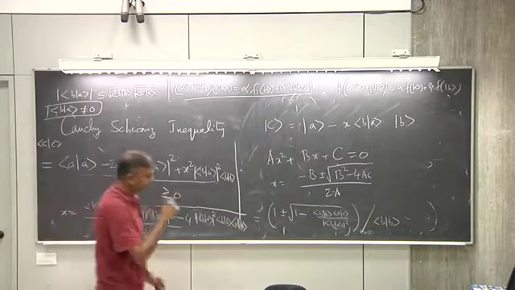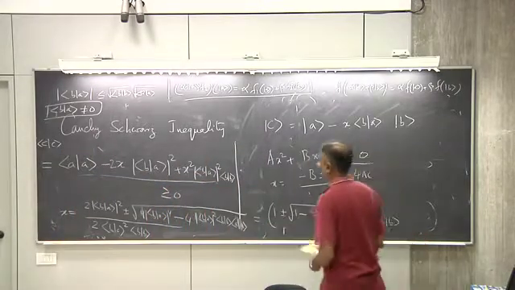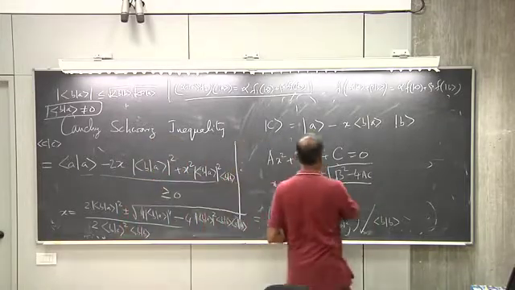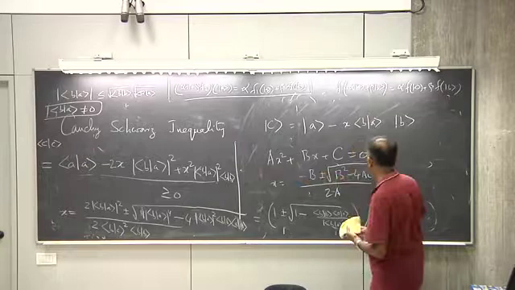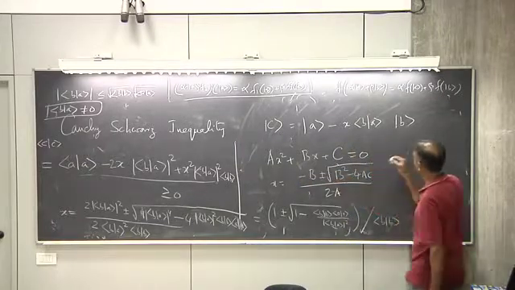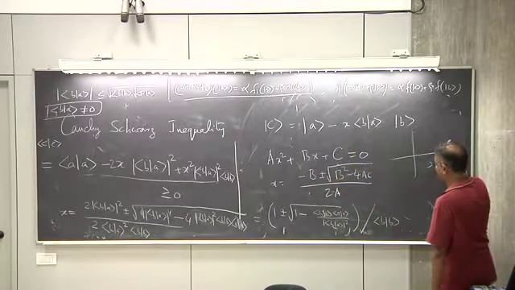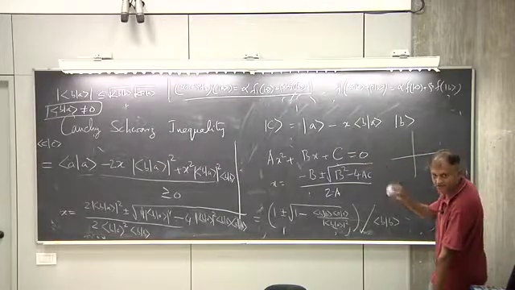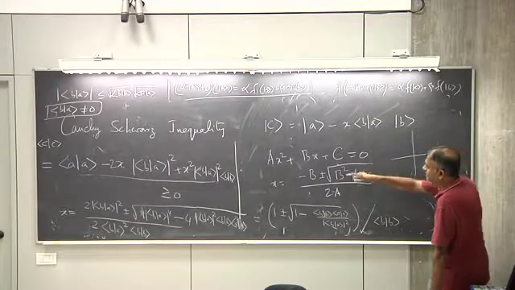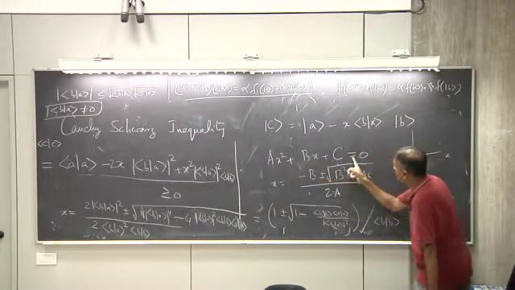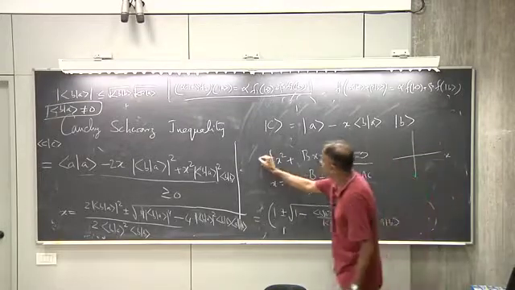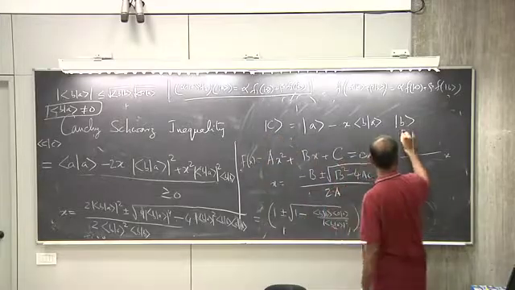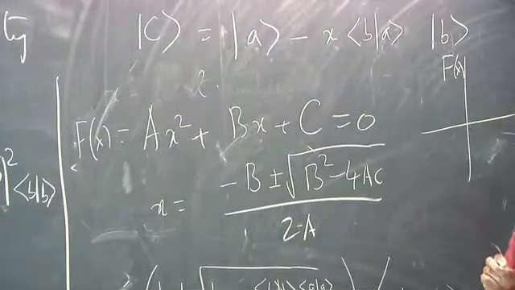Now, in fact, let's try to plot this function. In general, let's try to plot this function here. If I try to plot this function, what are the possibilities? I'm plotting this function as a function of x. It's a quadratic function. Let me call this function f of x. This is a quadratic function, so I'm plotting f of x versus x.